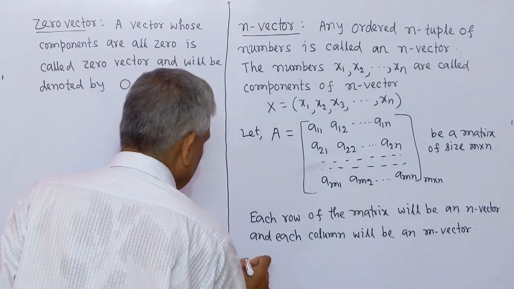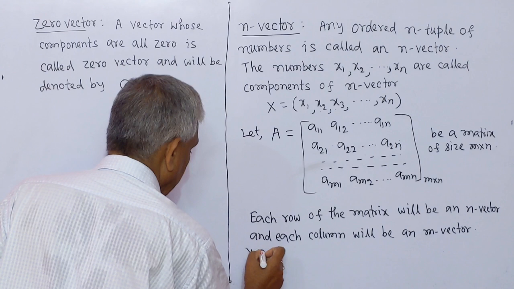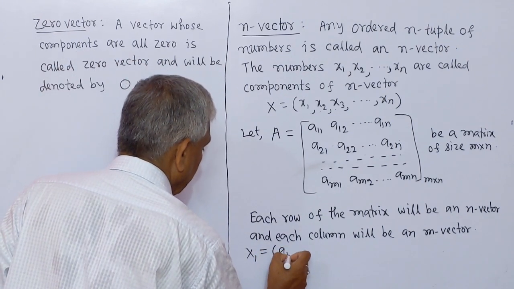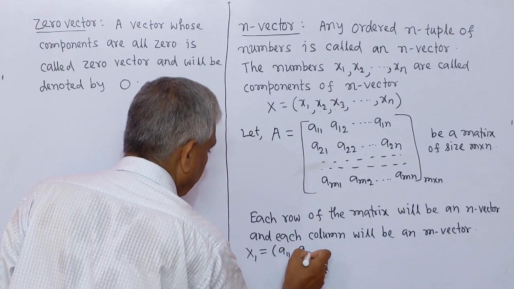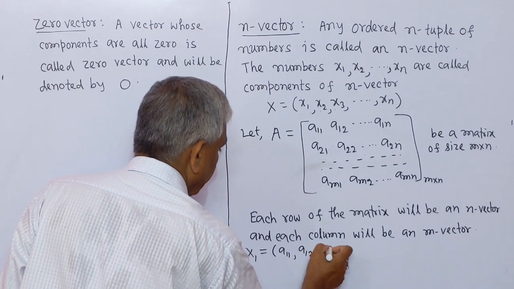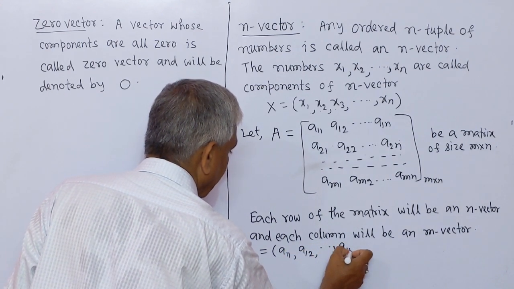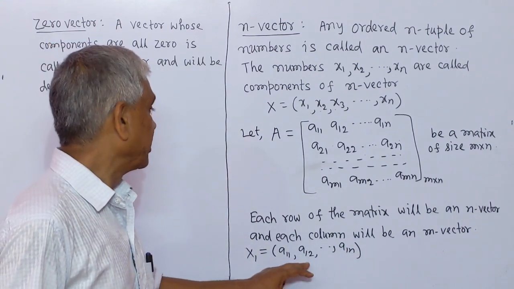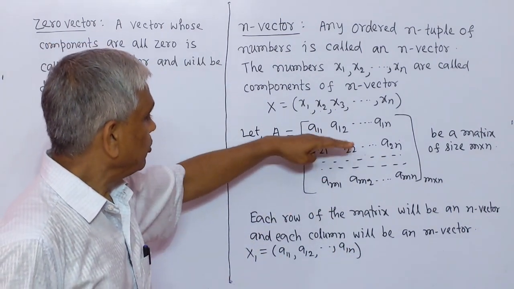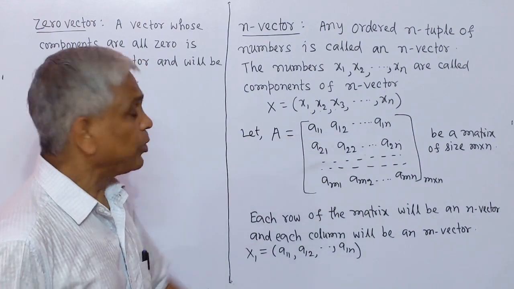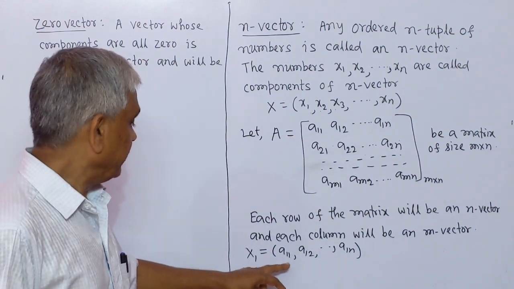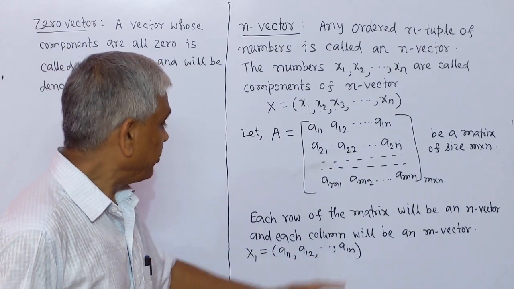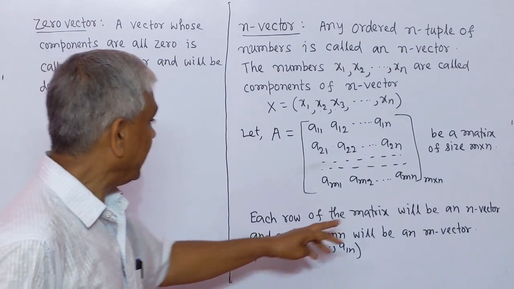If we write x1 as a vector, then a11, a12, comma, a1n. This is a row vector. Similarly, we get m number of row vectors. In this row vector, we have n number of entries. So this is an n vector.